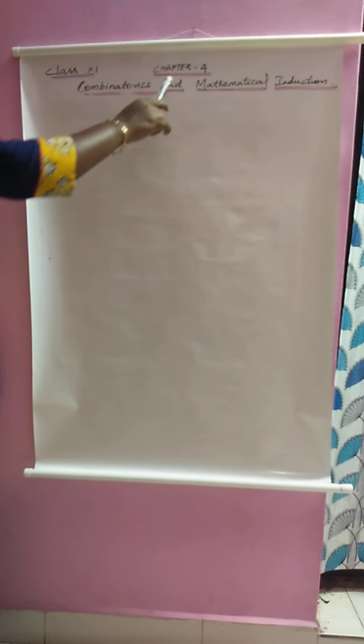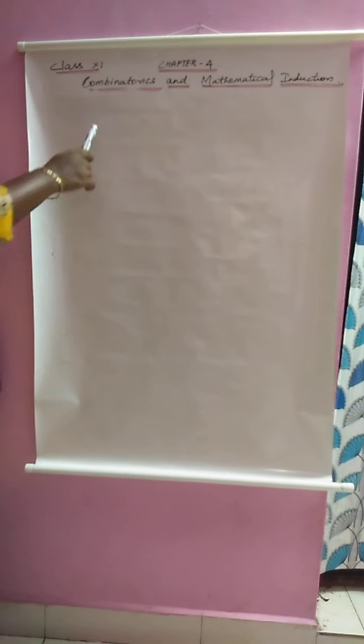Students, today we are going to see chapter 4, combinatorics and mathematical induction. The basic concept in this chapter is permutation and combination. Before we learn about permutation and combination, we should know what factorial is.